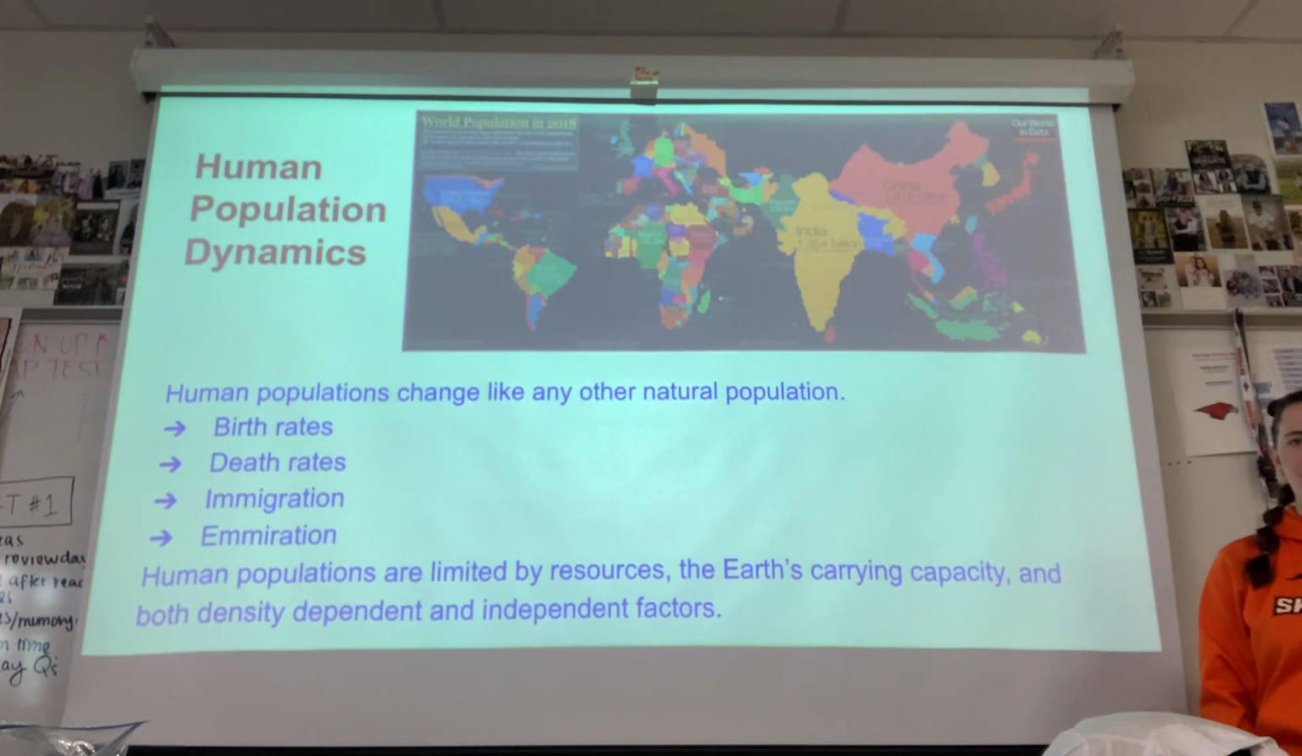Just like any other population, human populations are limited by resources, the Earth's carrying capacity, and both density-dependent and independent factors. So everything we've talked about, our population is definitely impacted by as well.